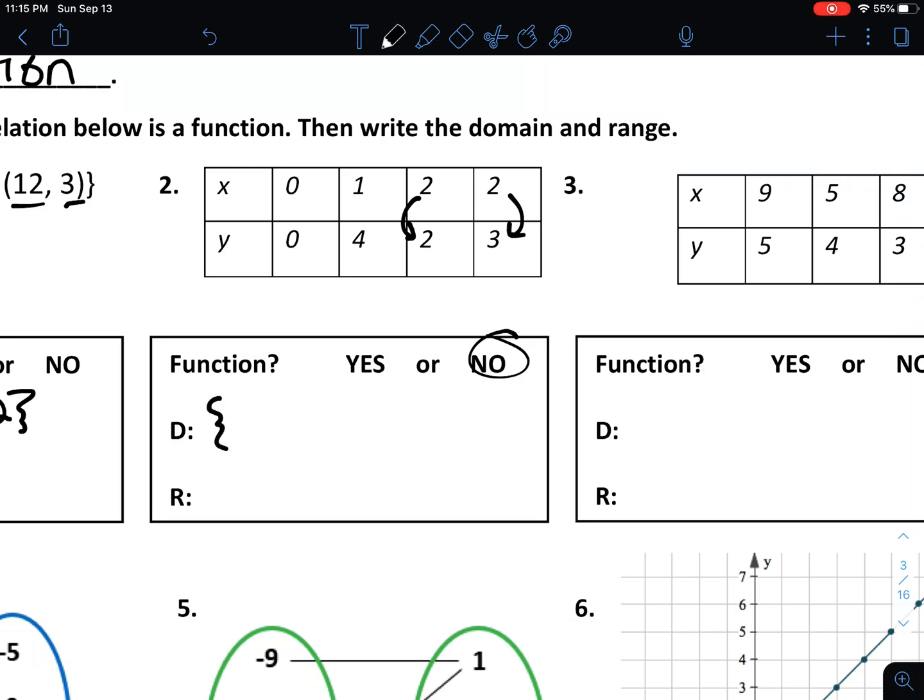But we can still list the domain and range. For the domain, least to greatest would be 0, 1, and 2. Remember to not list the repeats. For range, make sure those go in order, 0, 2, 3, and then 4.